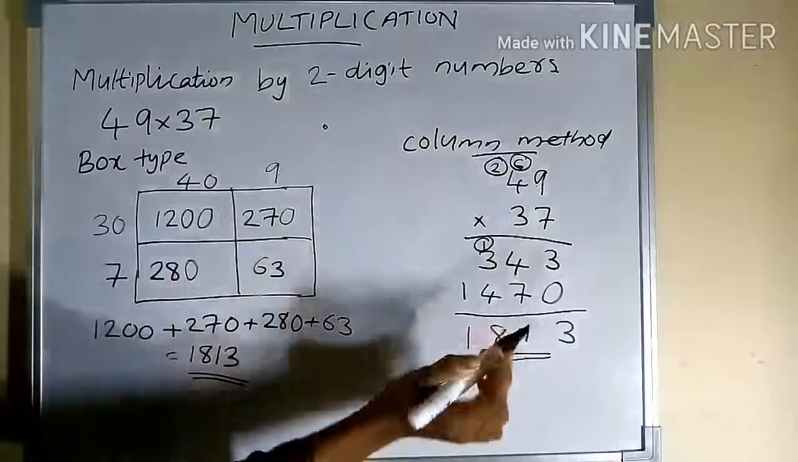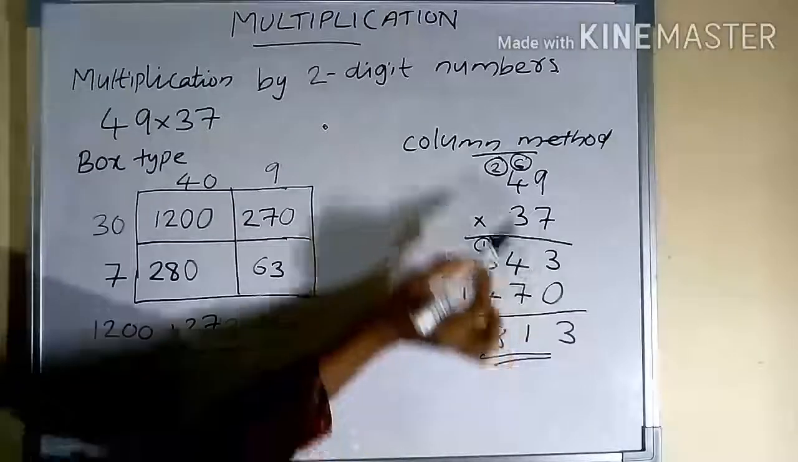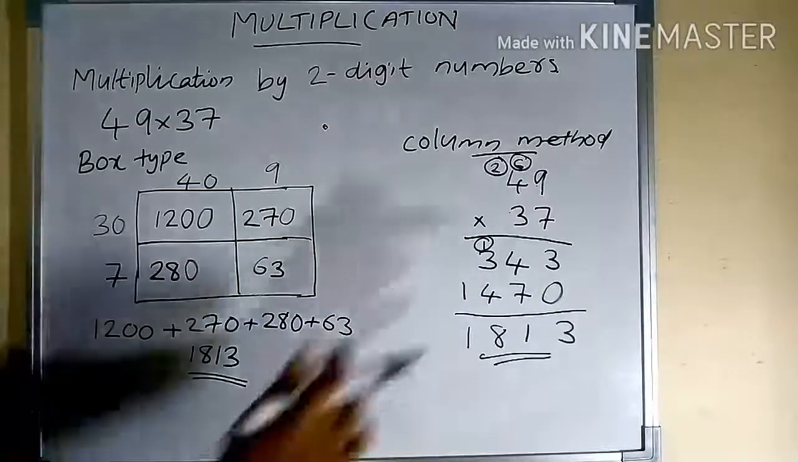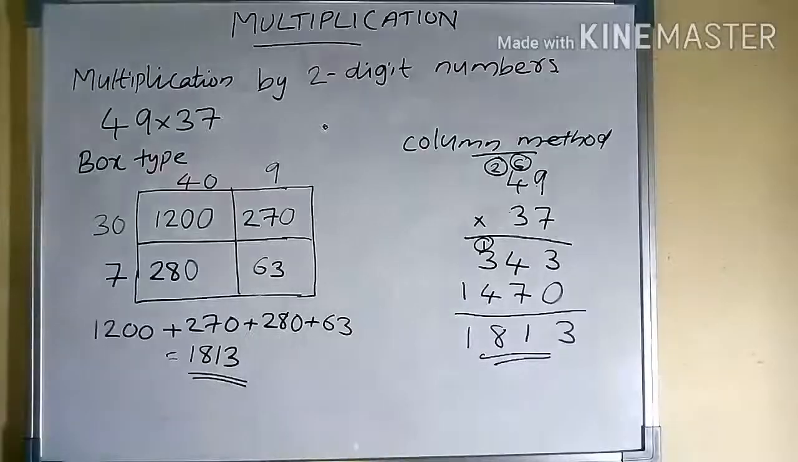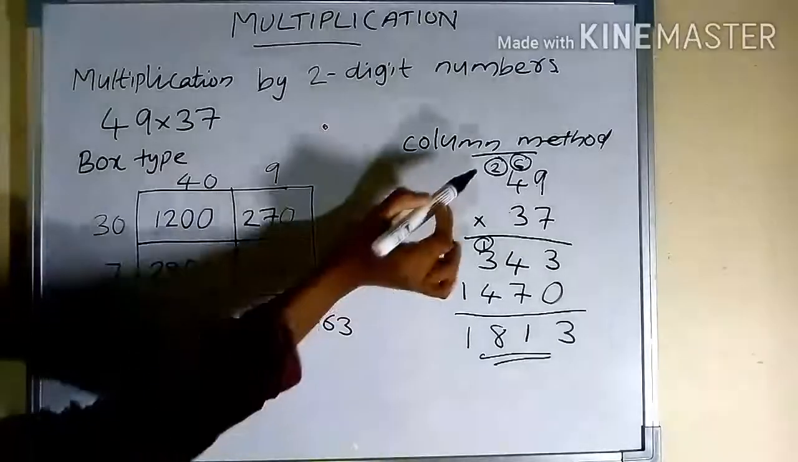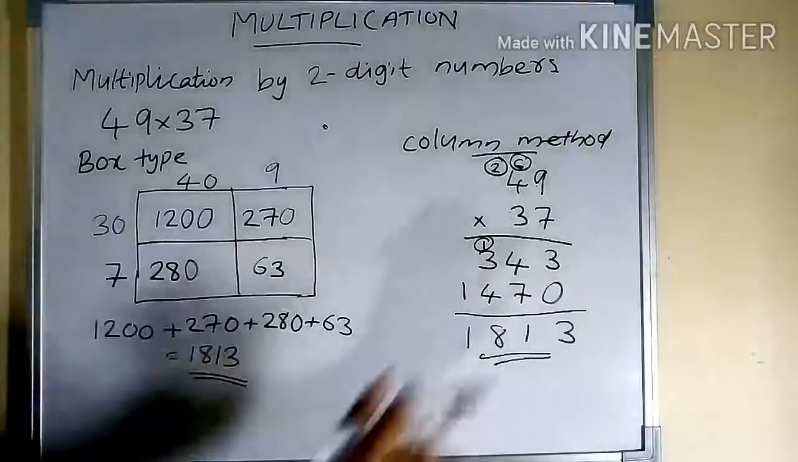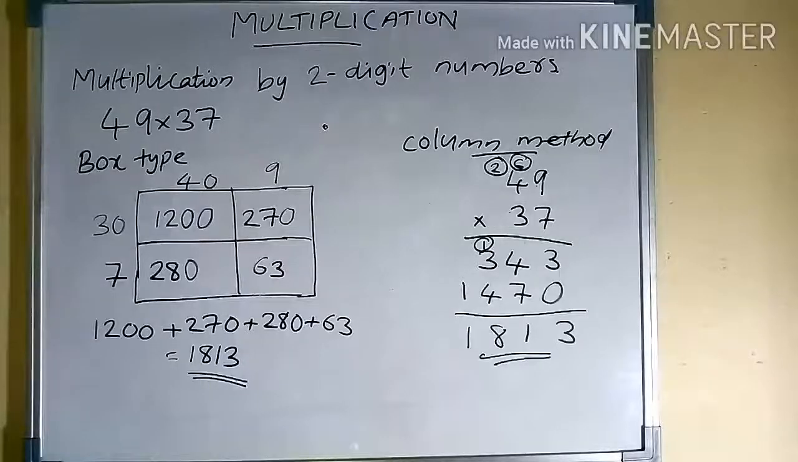3 into 9 is 27. So write 7 here. Remaining 2 carried over here. Next we multiply 3 into 4 is 12 and 12 plus 2 is 14. Just add those two numbers. So we got the answer as 1813.